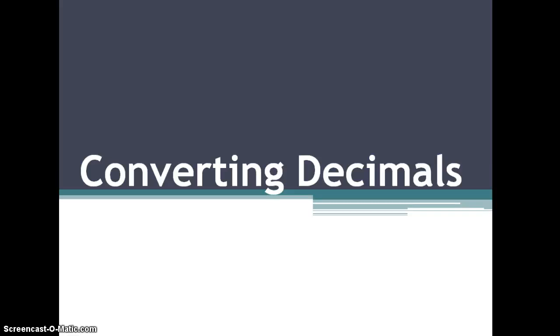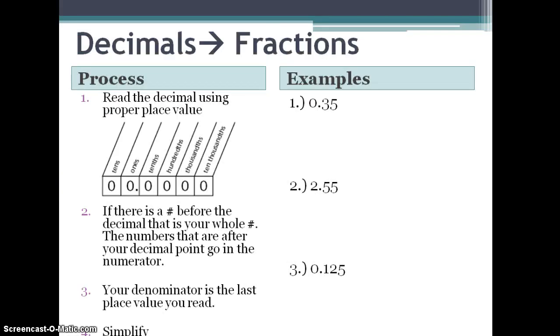Converting decimals to fractions and percents. To convert a decimal to a fraction, the first thing you need to do is read the decimal using proper place value notation. The second thing, if there's a number before your decimal, so there's a whole number, that's going to go in front, and then you're going to do a fraction. So it would come out to be a mixed number. Step 3, your denominator is the last place value you read, and the last step is to simplify your fraction.